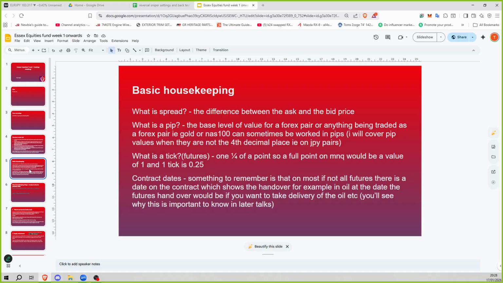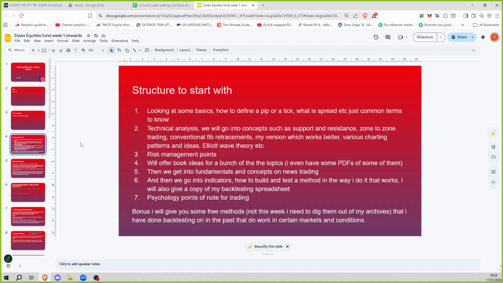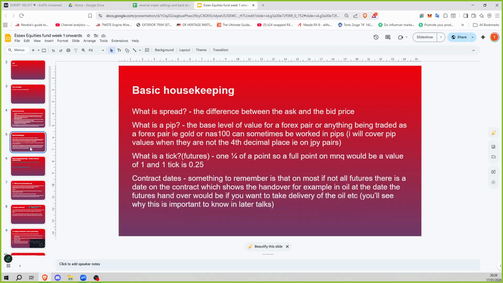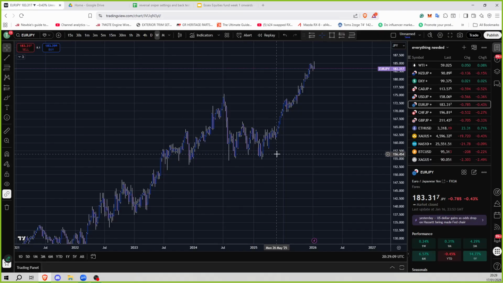Anything else on this list that we need to cover? Other basic housekeeping.